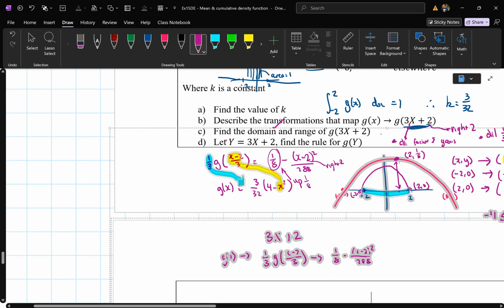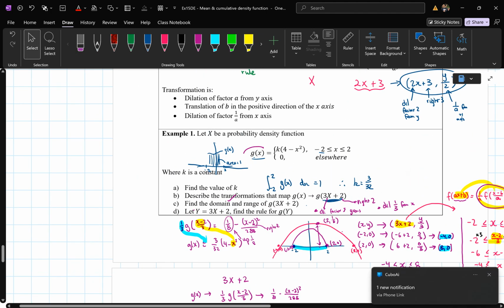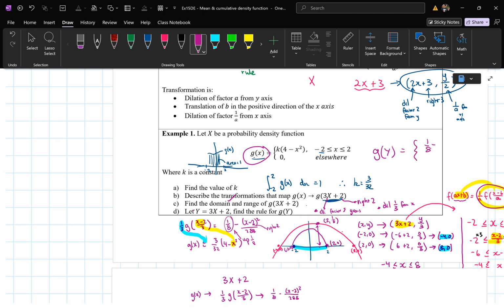Then they say the last bit, let y equal to 3x plus 2. So they're just giving another variable, and they're just saying, find the rule. Okay, so we had the rule for g of x. Now, what if I want g of y? What does that look like? Okay, well, we already got the equation. It was 1/8 minus, what, x minus 2 squared on 288. And that was between, for the domain, from -4 to 8, and it's 0 everywhere else. There you go. And that's your answer.